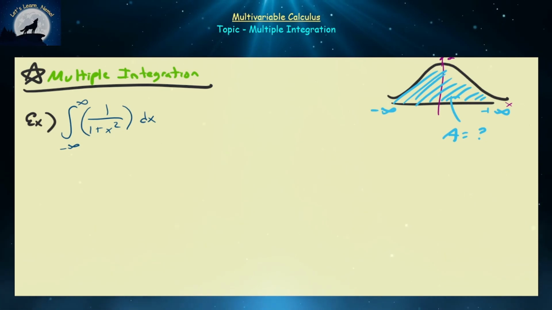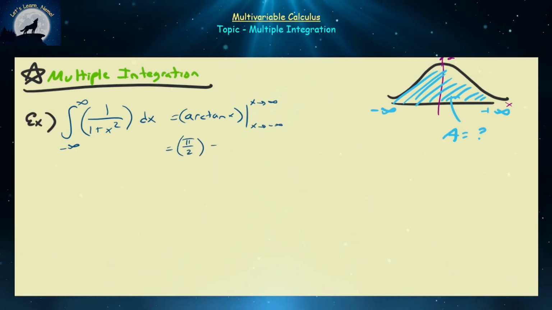In this case, this integral definitely does converge because, firstly, the antiderivative of 1 over 1 plus x squared is the inverse tangent function. And then we need to evaluate this as x goes to infinity and x goes to minus infinity in the limit. You should know that arctangent has horizontal asymptotes of pi over 2 and minus pi over 2. So we clearly see that this is just going to be equal to pi.